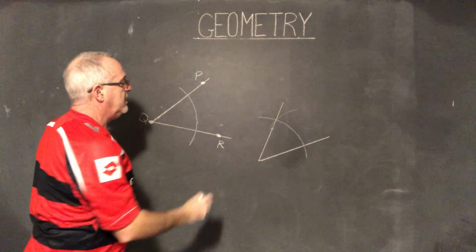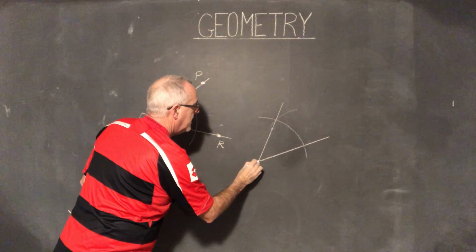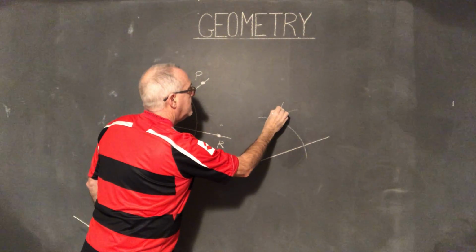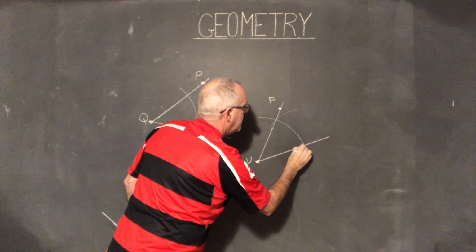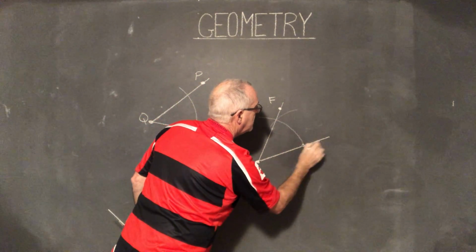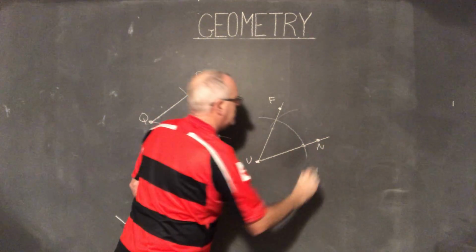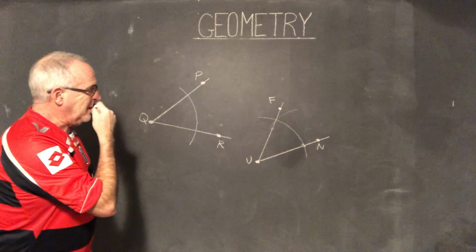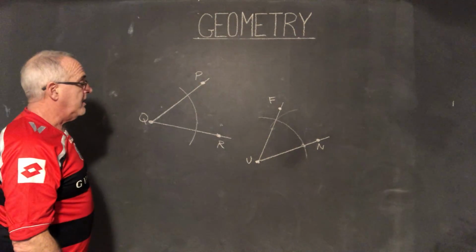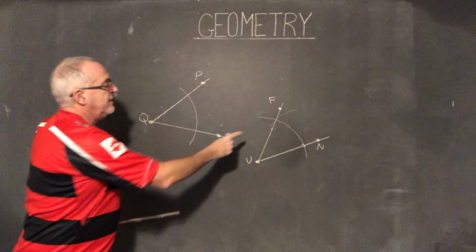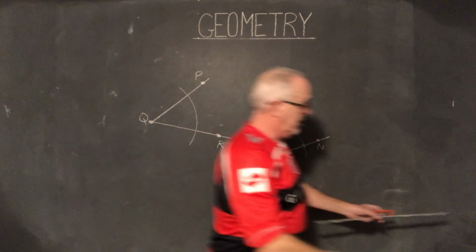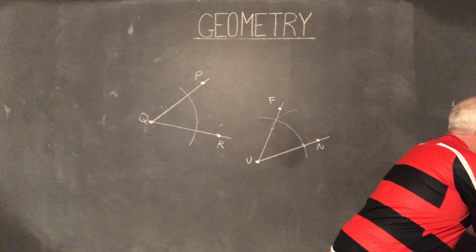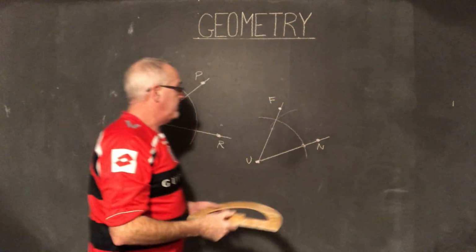Okay, so I'm going to name this just for fun, and I'll name it angle FUN. So it's angle FUN. Okay, just for fun, I wanted to call it angle FUN. We're going to see if angle FUN is equal in measure to angle PQR. To do that, I guess I'm going to use my protractor. So back to this thing.